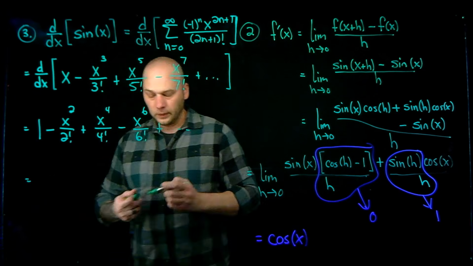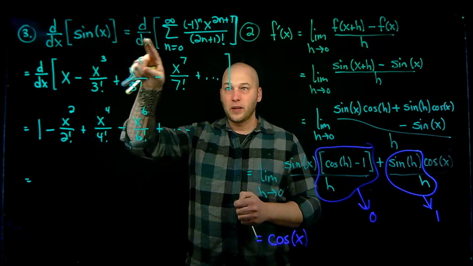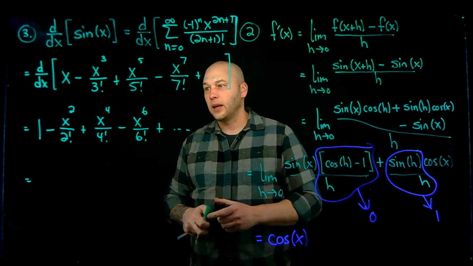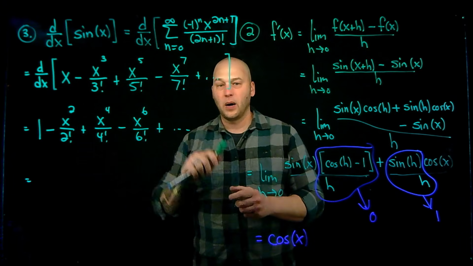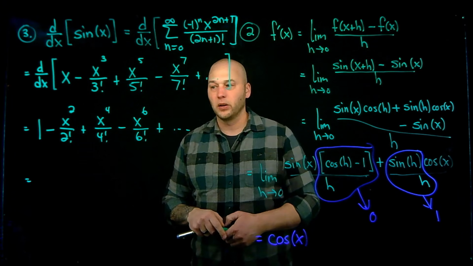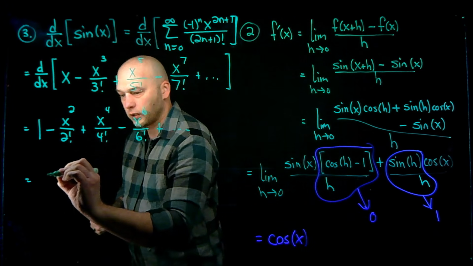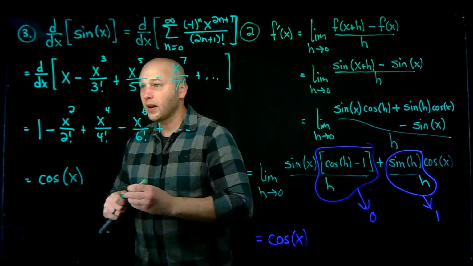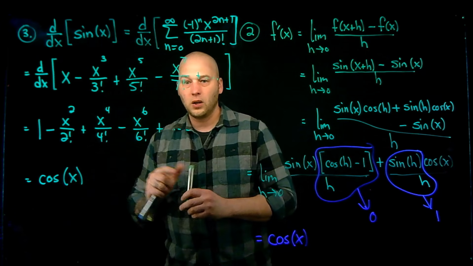Now, the sine function, remember, is an odd function, which has all the odd powers in its Taylor series. And the cosine function, being an even function, has all of the even powers in its Taylor series. This is, in fact, the Taylor series for the cosine function, which once again demonstrates the fact that when I differentiate the sine function, I get the cosine function.